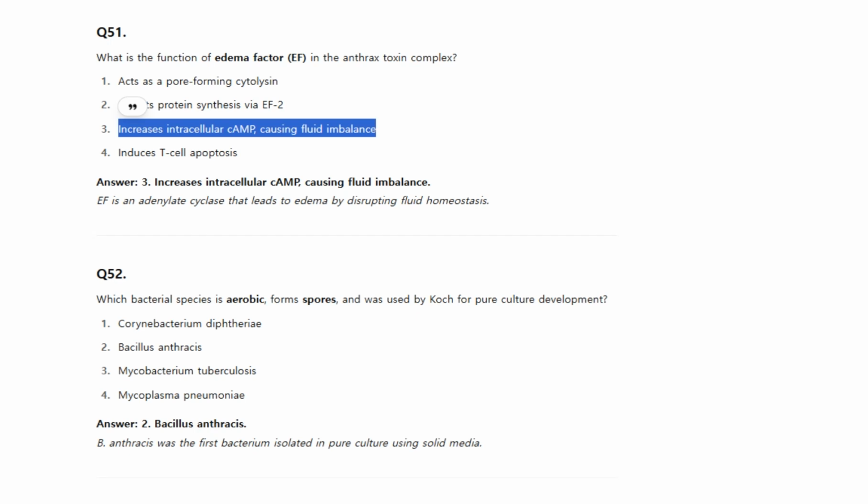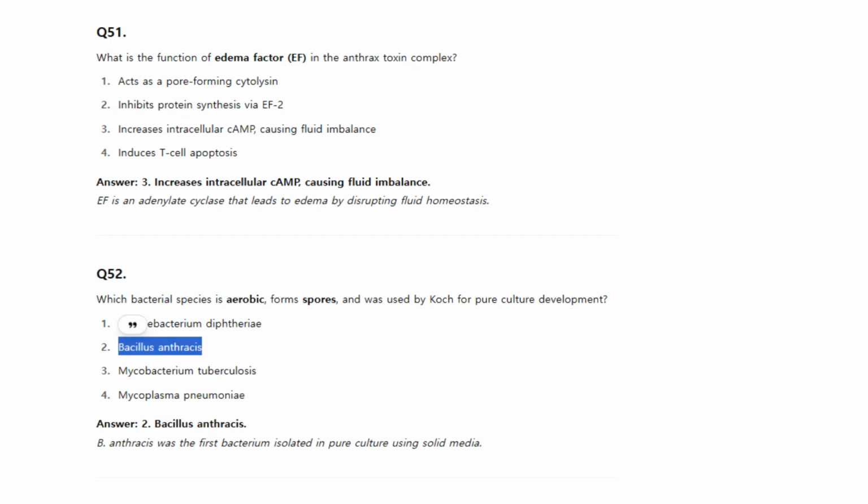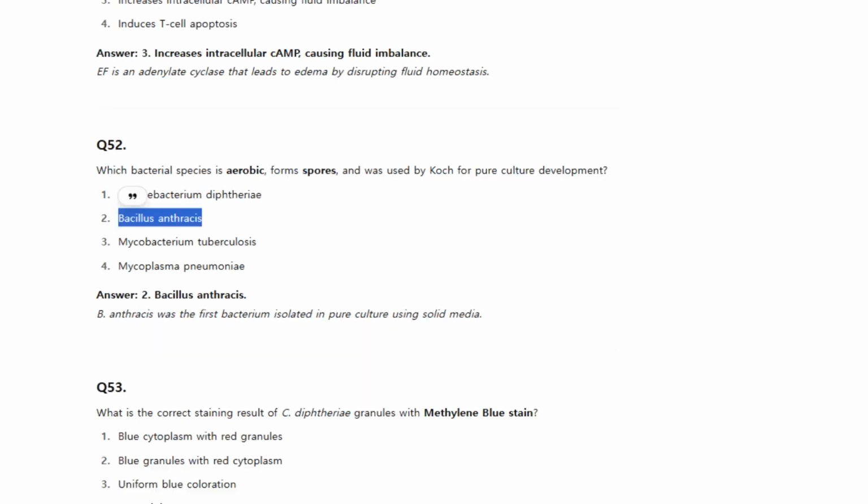Q52. Which bacterial species is aerobic, forms spores, and was used by Koch for pure culture development? 1. Corynebacterium diphtheriae, 2. Bacillus anthracis, 3. Mycobacterium tuberculosis, 4. Mycoplasma pneumoniae. Answer 2. Bacillus anthracis. B. anthracis was the first bacterium isolated in pure culture using solid media.